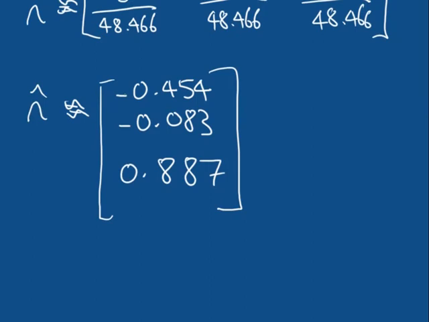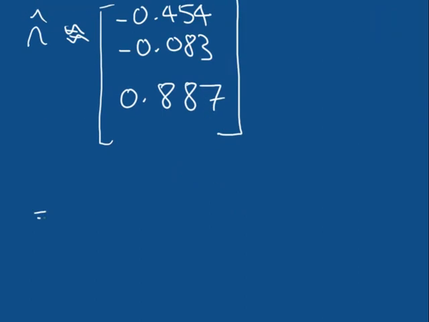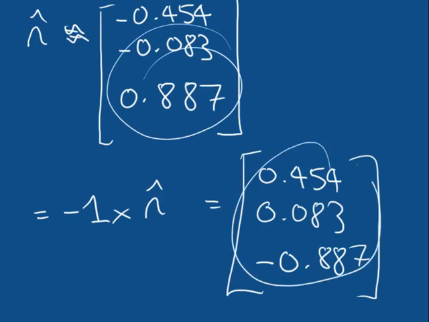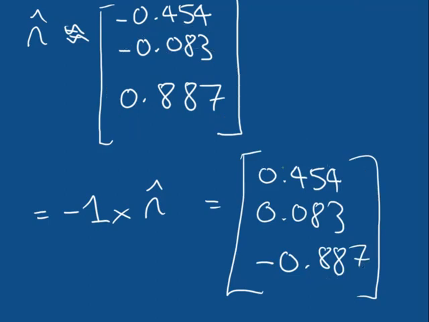Now, of course, if you constructed your vectors in a different way, you may have got a normal that points in the opposite direction. So if this is the case, your normal will be equal to minus 1 multiplied by n hat, which of course will be the vector positive 0.454, positive 0.083, and negative 0.887. So if you had a vector that was close to this one or close to this one, depending on how you rounded your numbers, you may have slightly different results due to the rounding error involved. But if you had numbers that were close to this one, then you got the correct result.